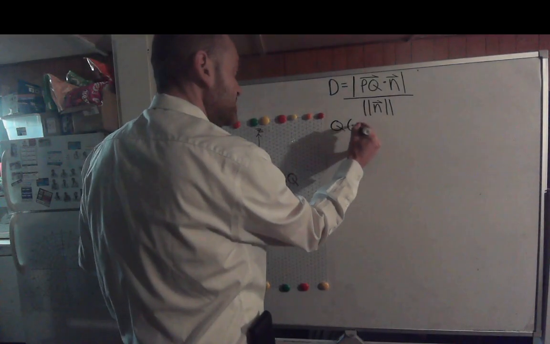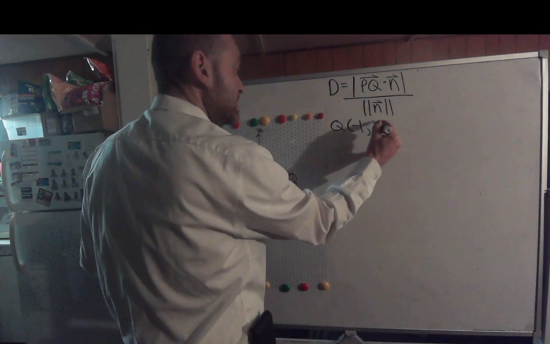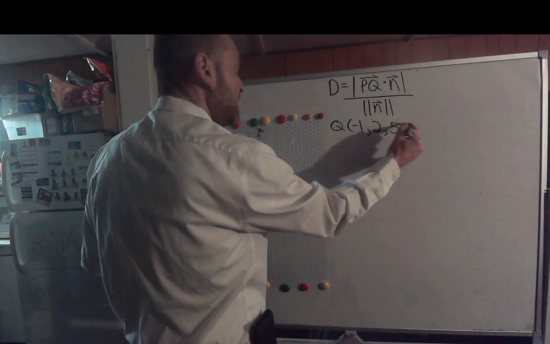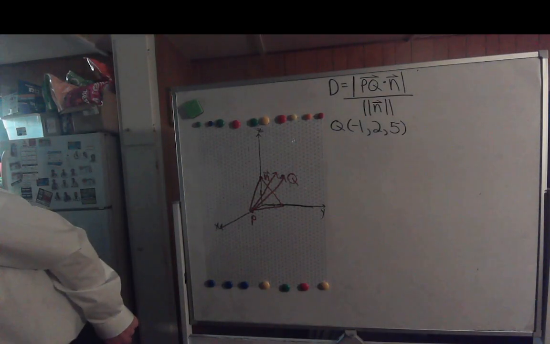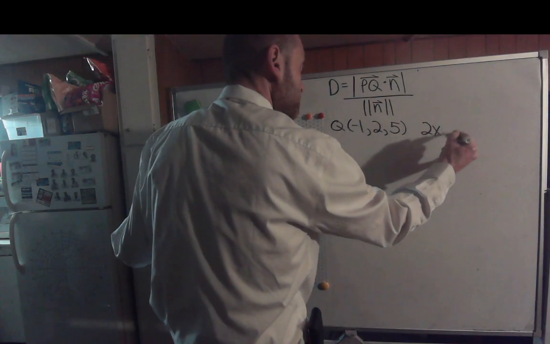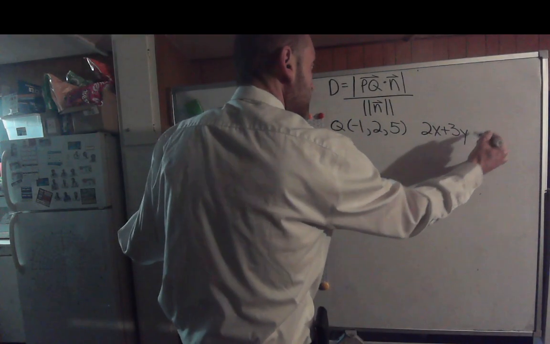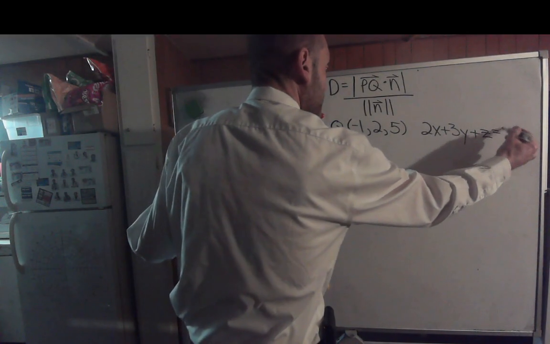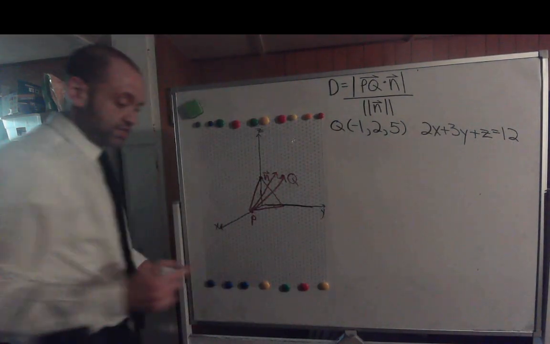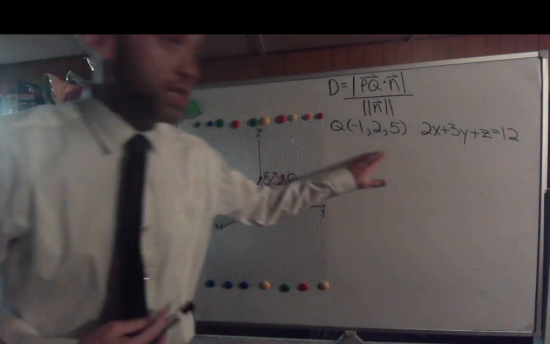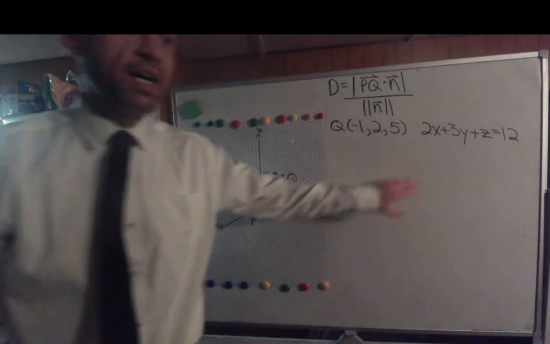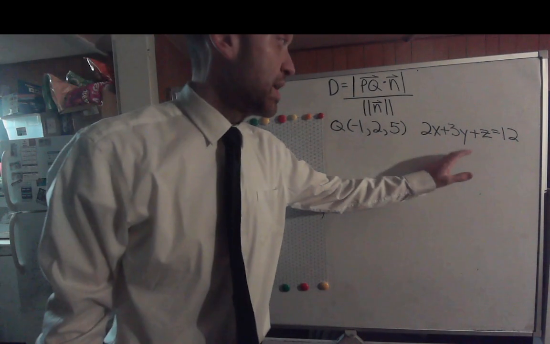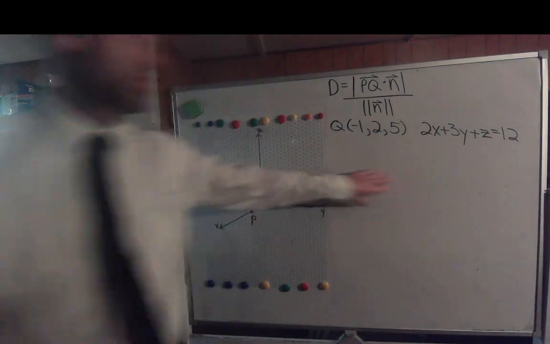Q, which is outside of the plane, will be at the point -1, 2, 5. The plane itself is 2x plus 3y plus z equals 12. So we need to find the distance between point Q, which is outside of the plane, being -1, 2, 5, to the plane 2x plus 3y plus z equals 12.